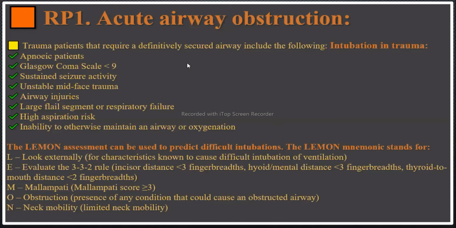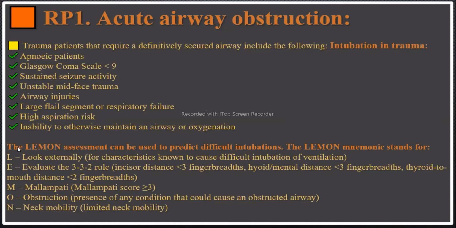So regarding trauma, we finished intubation and burn. So here in trauma, we want to intubate if the patient has apnea, GCS less than 9, sustained seizure activity, unstable mid-face trauma, airway injuries, large flail segment. So we are talking about breathing. He has a flail chest fracture in the chest, high aspiration risk, inability to otherwise maintain airway or oxygenation.